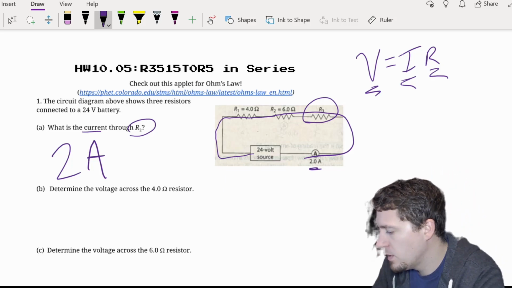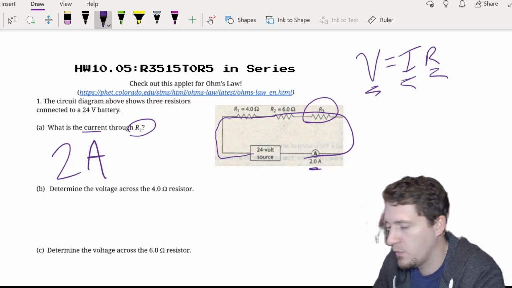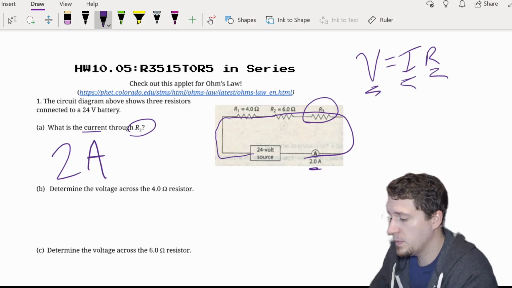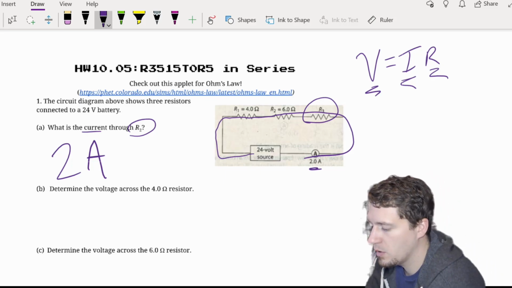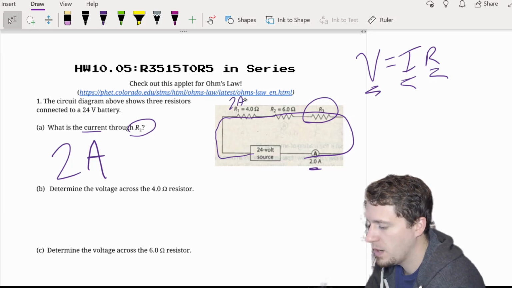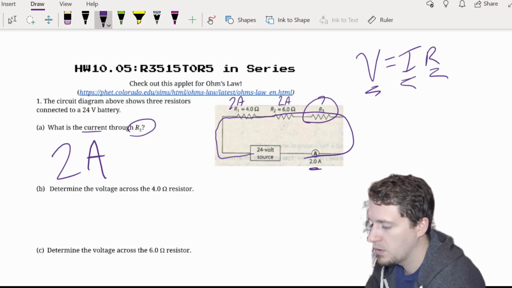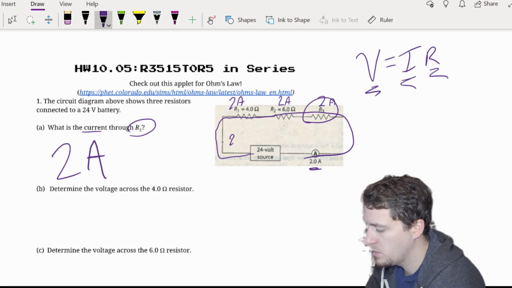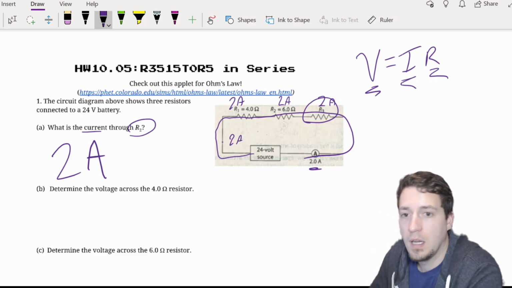We now want to determine the voltage across the 4 ohm resistor. By the same regard, the current right here has got to be 2 amps, and the current here is 2 amps, and the current here is 2 amps, and over here it's 2 amps. It doesn't matter where we're looking, the current's always going to be 2 amps.